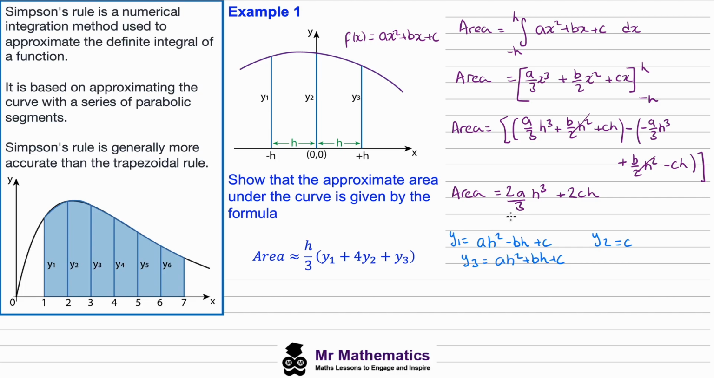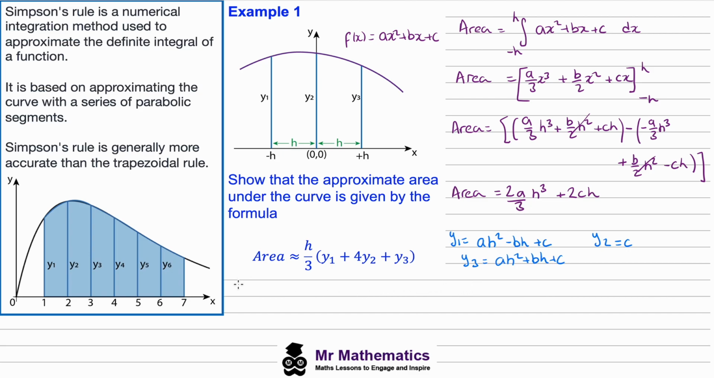Like I said a minute ago, our aim is to write this area in terms of these y values. The problem is we have an h cubed term here, and we have no h cubed terms in our y values. We've also got a division of 3. So what we're going to do is we're going to factor out the h and the third.